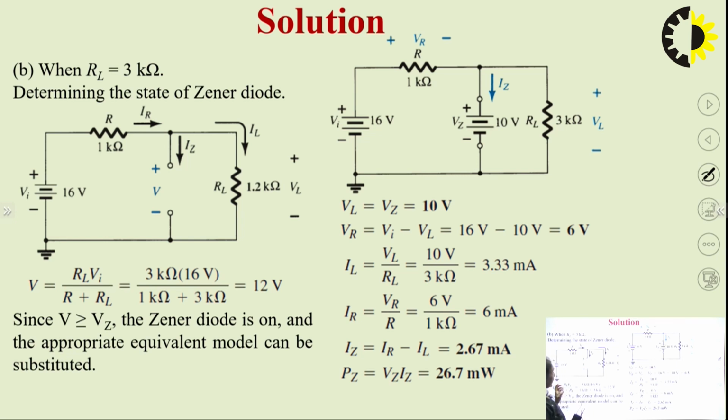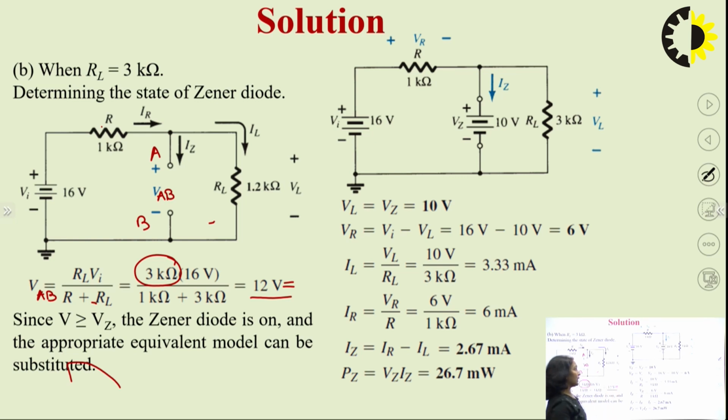Right. So, this is the second case. In the second case, remove the Zener diode from the circuit and calculate the voltage across terminals A and B. So, that is equal to RL divided by R plus RL. Now the value of RL has been changed from 1.2 kilo ohm to 3 kilo ohm. So, if we calculate this value, we get the voltage VAB equal to 12 volt.